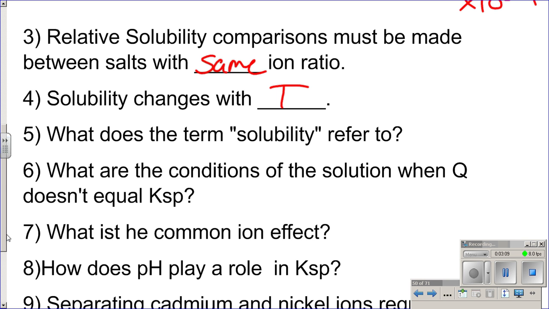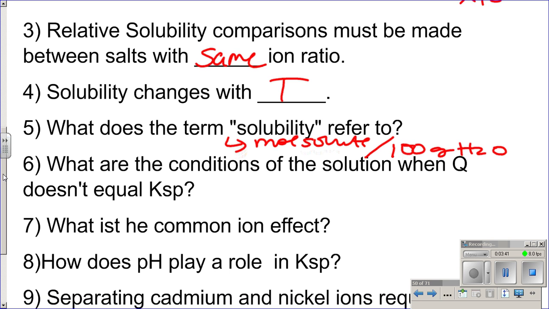What does solubility refer to? Greater than 3 grams dissolving in 3 milliliters of water. That's like saying something is soluble or insoluble. I was just going to say the amount of moles of solute in 100 grams of water. On a solubility graph, it's moles, or it might be grams of solute over 100 grams of water, but it's referring to a specific amount of solute and a specific amount of water. So I'm good with that too.